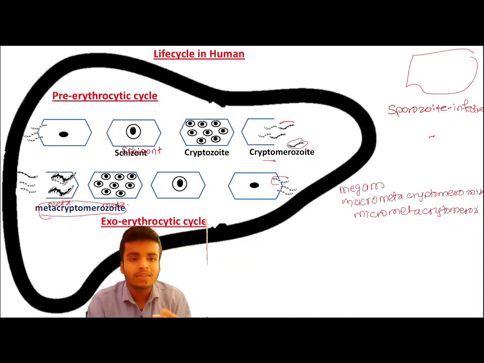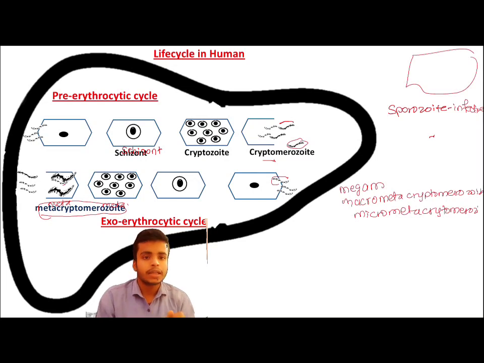Macro and micro. What happens is micro has the tendency to go to the blood, but macro does not have that tendency. It's simple. Fatty people do not like to run, right? So the fatty macro metacryptomerozoite didn't like to run away from hepatic cells. Thus, it stayed there and continued the liver schizogony.